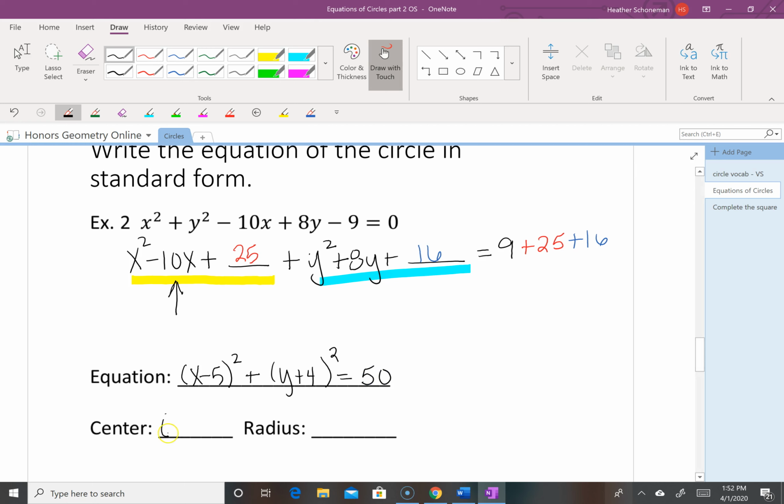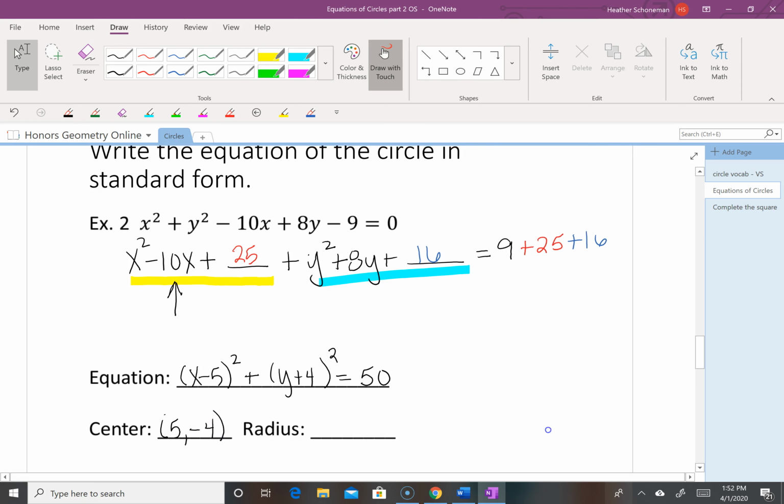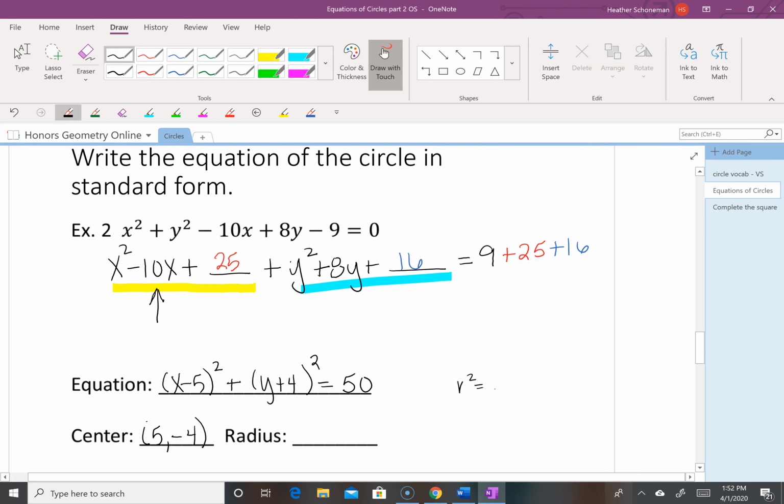So the center, opposite of x, is +5, -4. My radius squared is 50, so to find the radius, I'm going to take the square root. So I have 25 and 2, 5 and 5, so this is going to be 5 square root 2.